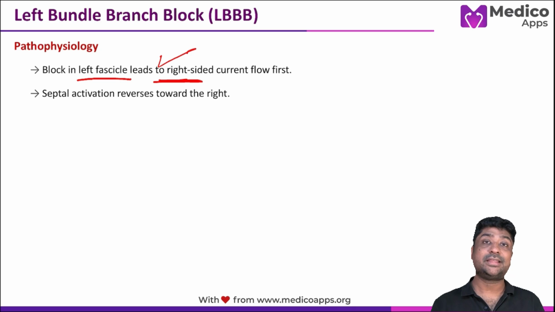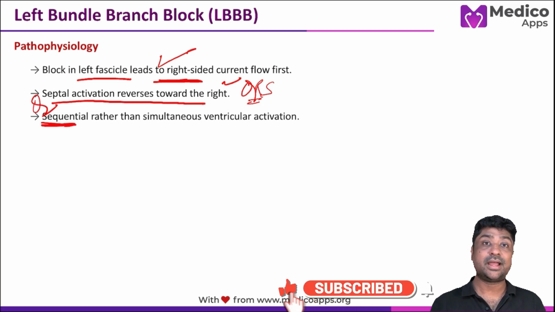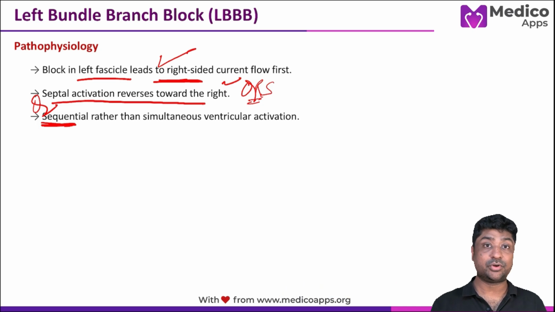Next, we see that septal activation reverses direction from left to right instead of right to left. This reversal is a key feature and directly alters the QRS complex morphology on the ECG. Due to this abnormal conduction, ventricular activation becomes sequential rather than simultaneous. This prolongs the QRS duration and distorts the normal pattern of depolarization, especially in leads that reflect left-sided activity.